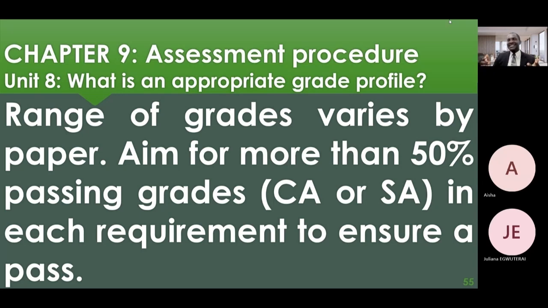So 80, 70, 60 is achievable. I also wrote and I scored 78. So if I can do it, you can do it. So please aim for competent achievement and superior achievement in each requirement for you to be able to pass.